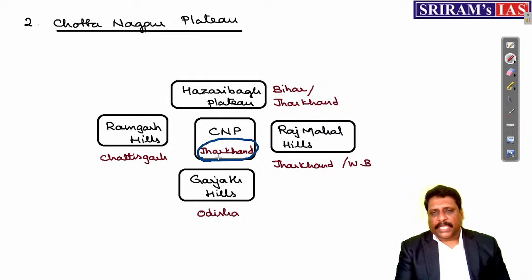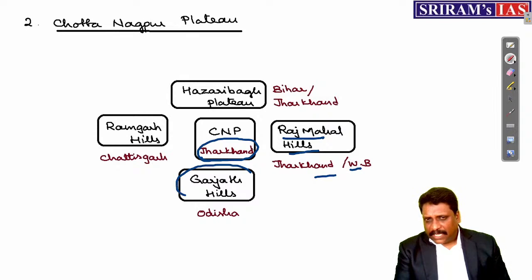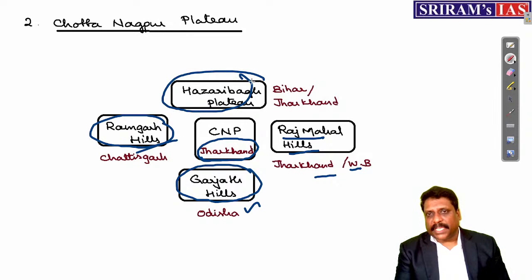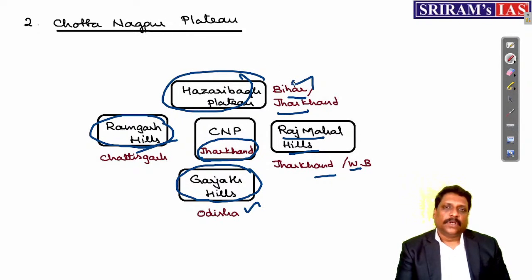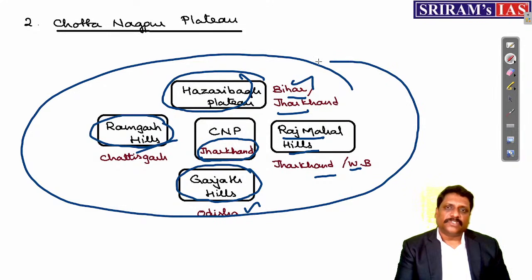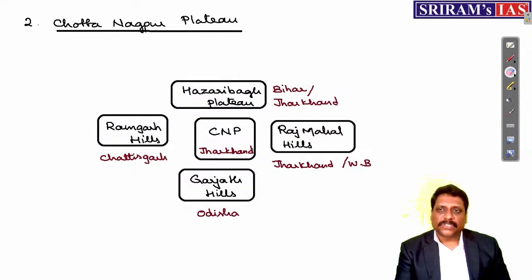Jharkhand. But I can also include the adjoining Rajmahal Hills, Jharkhand West Bengal border, Garjat Hills of Odisha, right? Ramgarh Hills of Chhattisgarh, and Hazaribagh Plateau of again Jharkhand Bihar border. All these are part and parcel of this Chota Nagpur Plateau. They are dissected parts of Chota Nagpur Plateau.